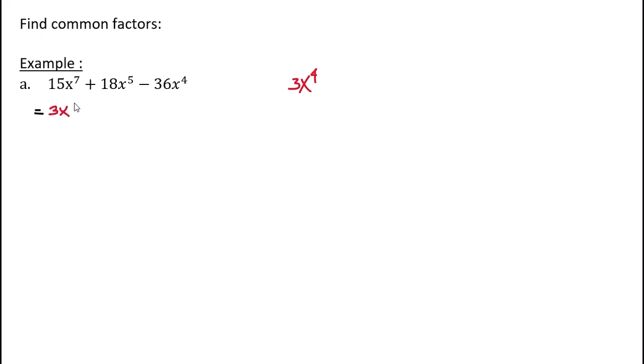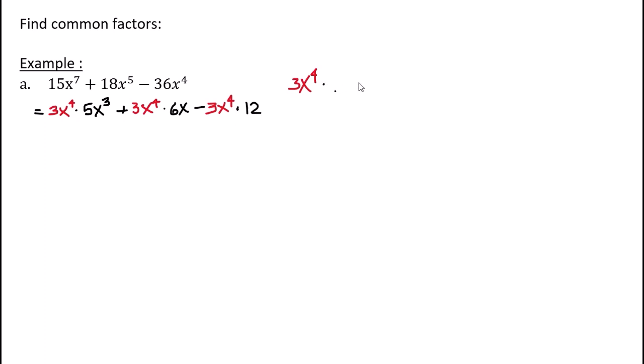So 3x to the power 4 multiplied by 5x to the power 3 gives me 15x to the power 7. Plus, now I need my common factor, 3x to the power 4, and if I multiply that by 6x, that will give me 18x to the power 5. And finally, I want to subtract, and then I need my common factor, 3x to the power 4, and that will be 3 times 12.